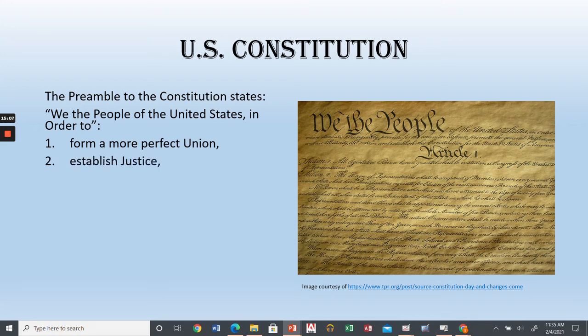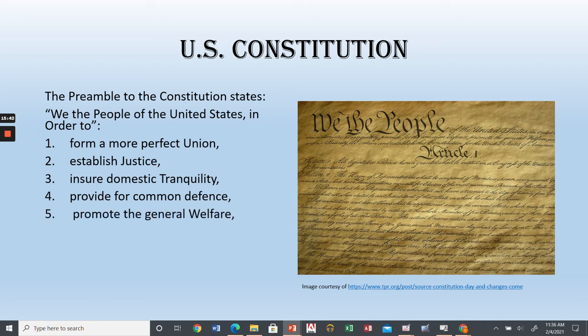They're going to establish justice, ensure domestic tranquility. That just means peace within the country. Tranquility means peace, and domestic means at home or within the country. They're going to ensure or promise basic peace at home. They're going to provide for the common defense. No, I did not misspell the word defense there. That's how they still spell it in Britain, and how our founding fathers spelled the word defense with a C way back when, so I'm just using their spelling.